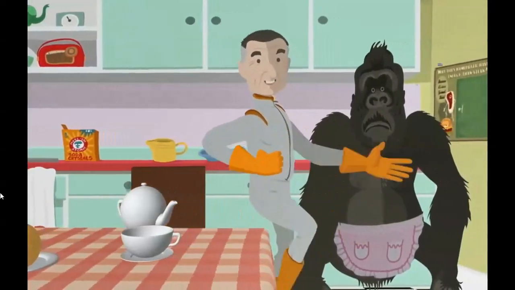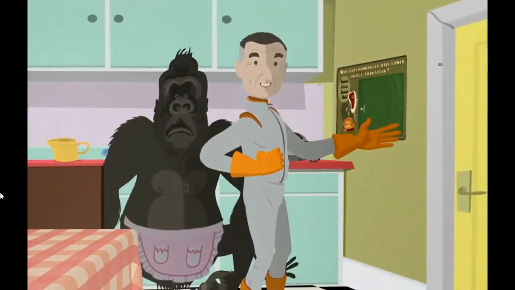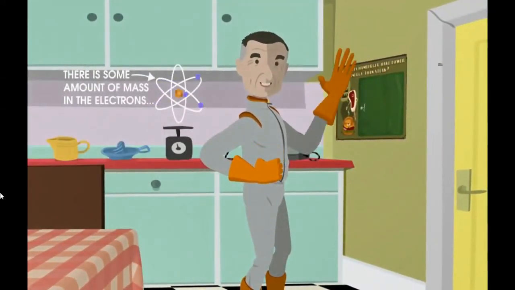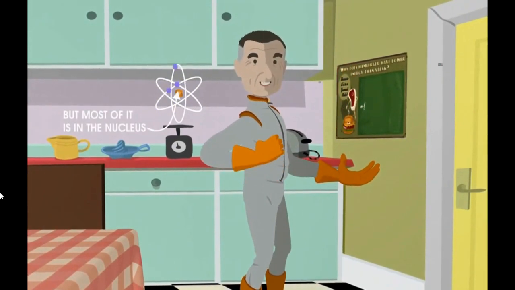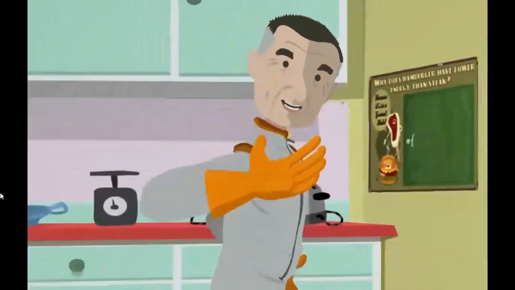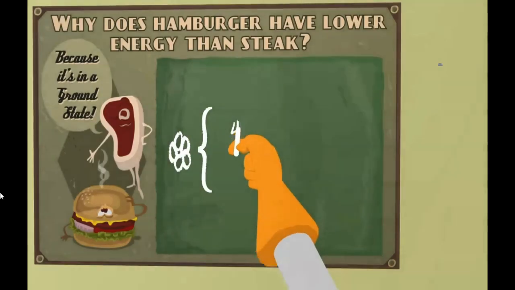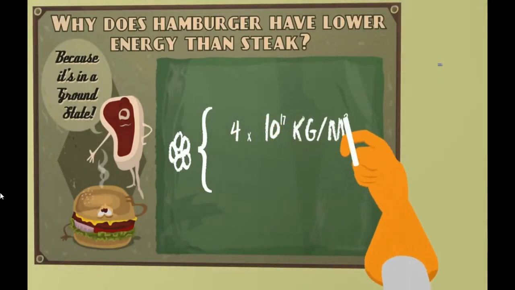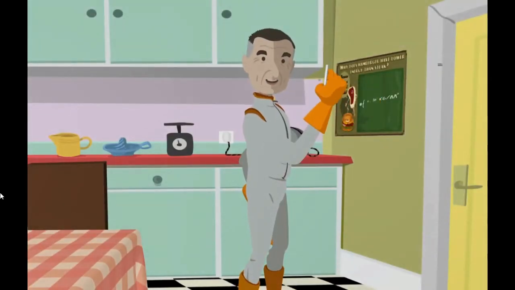Since virtually all of the mass of an atom is in the nucleus, now there is some amount of mass in the electrons, but most of it is in the nucleus. How dense is the nucleus? Well, the answer is crazy. The density of a typical nucleus is 4 times 10 to the 17th kilogram per meter cubed. But that's hard to visualize.